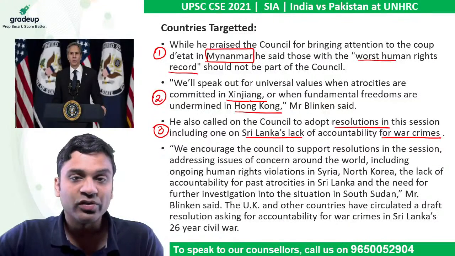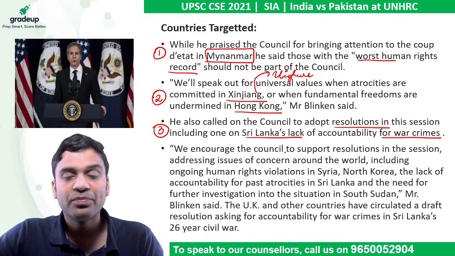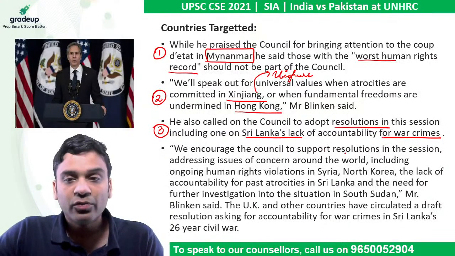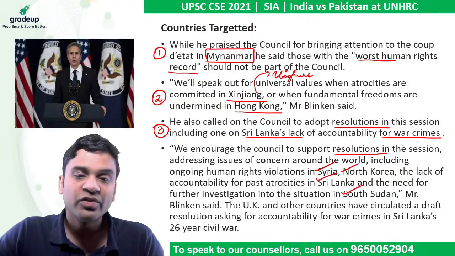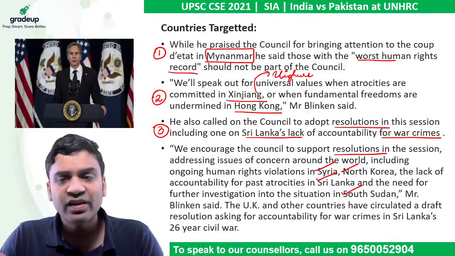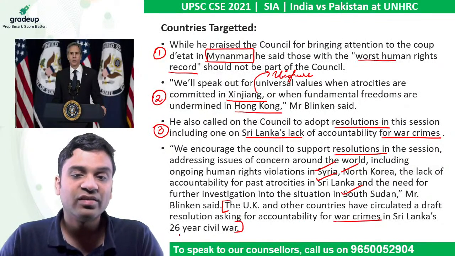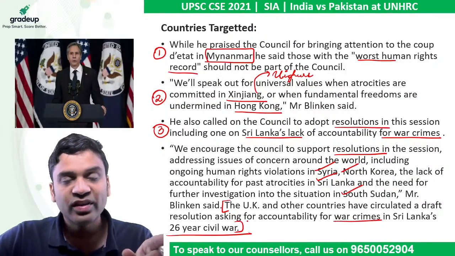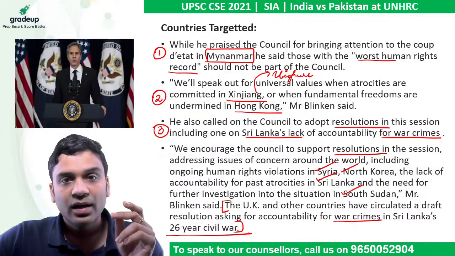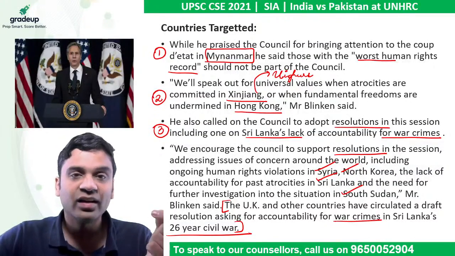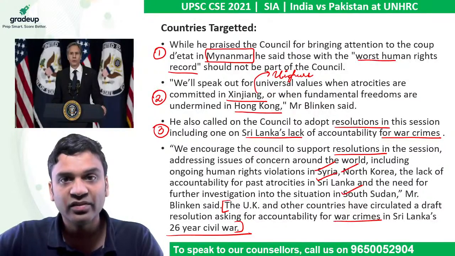Yes, very good. Uyghurs, Muslims. Okay, Uyghurs. And the Hong Kong democracy protests. So we encourage the council to support resolutions in Sri Lanka, North Korea, Syria, and South Sudan. So all these have been named by USA. And presently also, UK and other countries are trying to pass a resolution for the war crimes in Sri Lanka's 26-year civil war. Okay, so USA has targeted these 3 countries, Myanmar, China, and Sri Lanka. India has targeted Pakistan, Turkey, and OIC. Just understand the geopolitics which is happening.